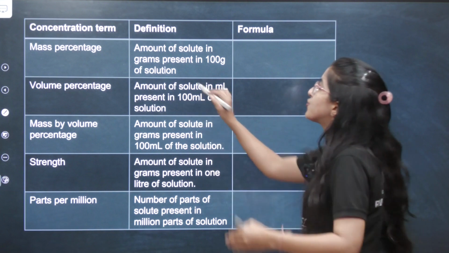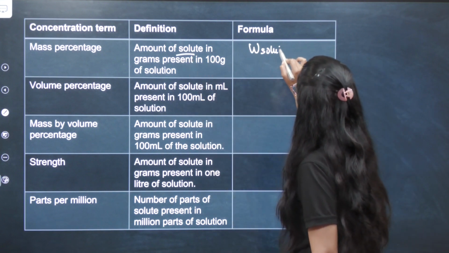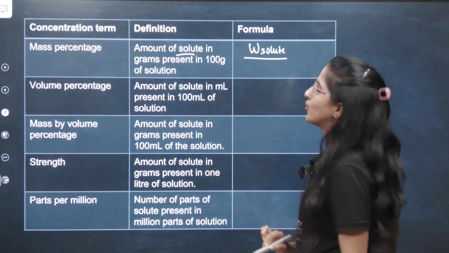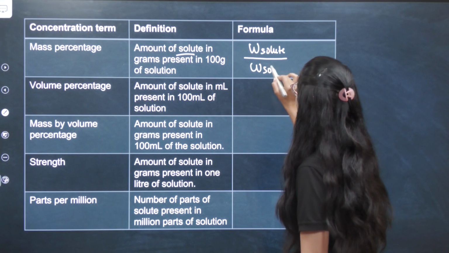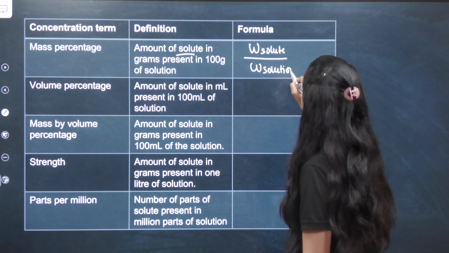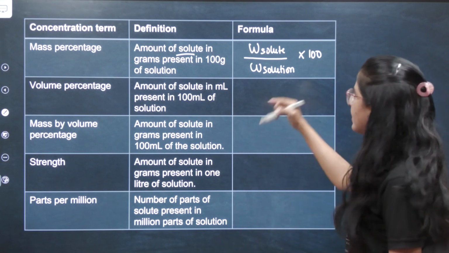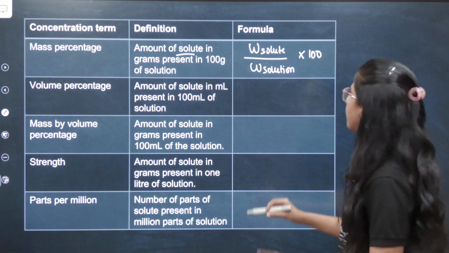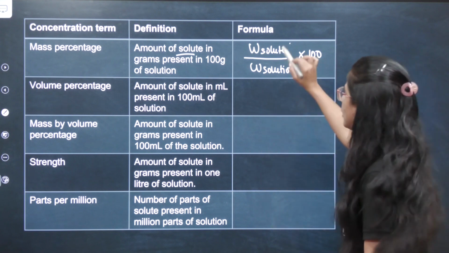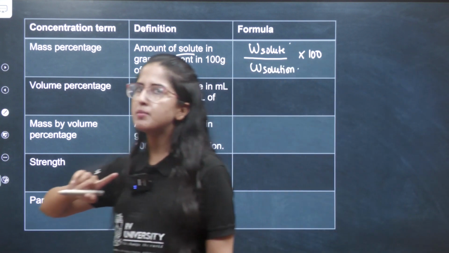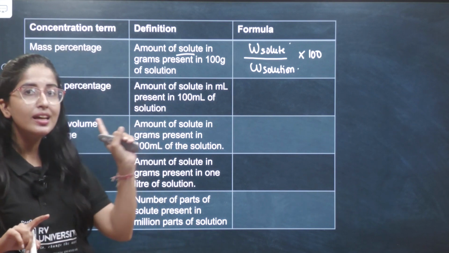How much mass of solute is there? Mass of solute with respect to your mass of solution, into 100. That's all. That will give you mass percentage. Remember, both numerator and denominator must have the same unit. If the numerator is in kg, the denominator must be in kg. If the numerator is in gram, the denominator must also be in gram.